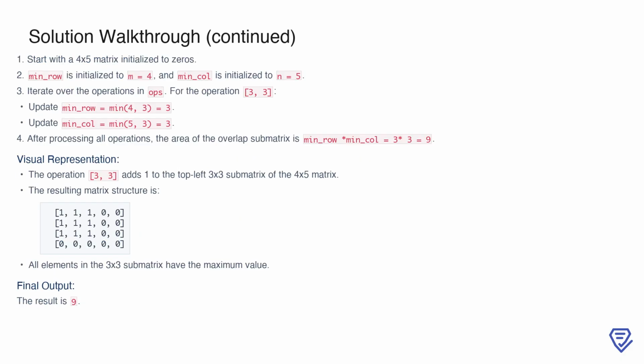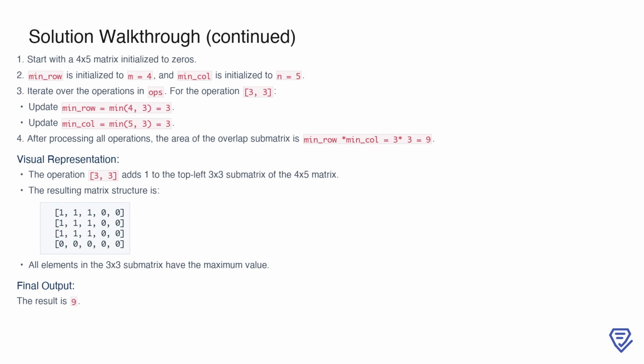Now, we explore an example with a single operation. The matrix starts as a 4x5 grid filled with zeros. We initialize min_row to 4 and min_col to 5, which are the dimensions of the matrix. The operation (3, 3) specifies that we need to add 1 to the top left 3x3 submatrix. To determine the boundaries of this submatrix, we update min_row to the minimum of the current min_row and the operation's first value, resulting in min(4, 3) equals 3. Similarly, min_col is updated to min(5, 3) equals 3.